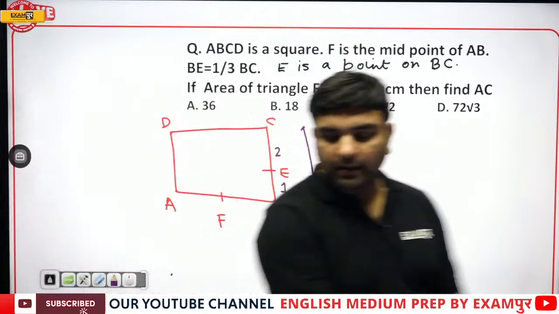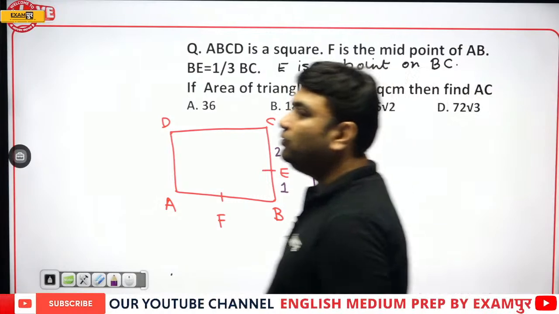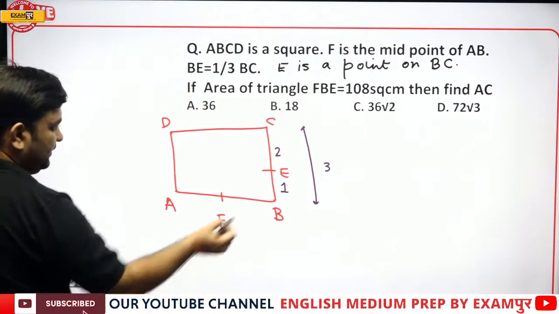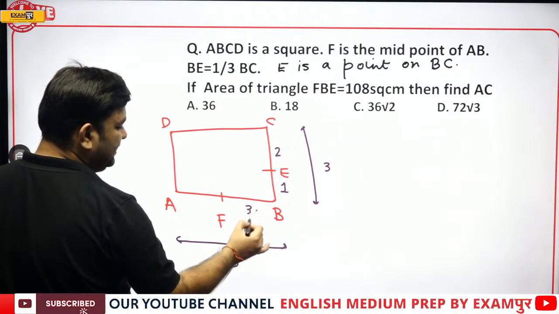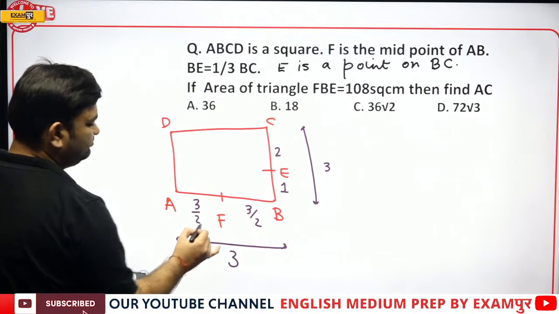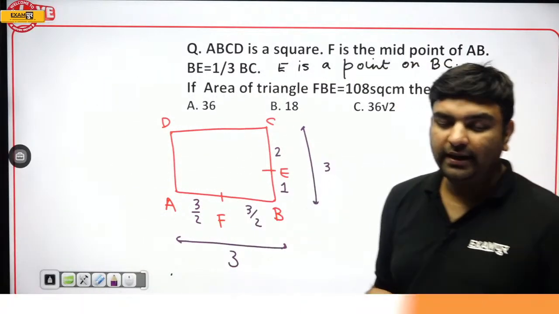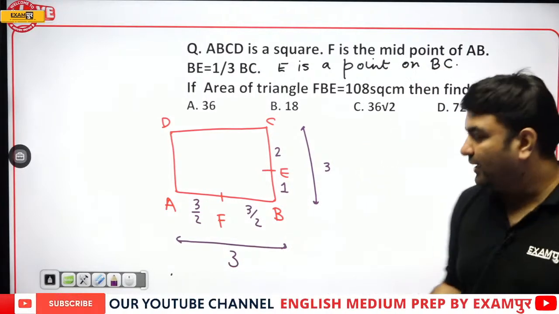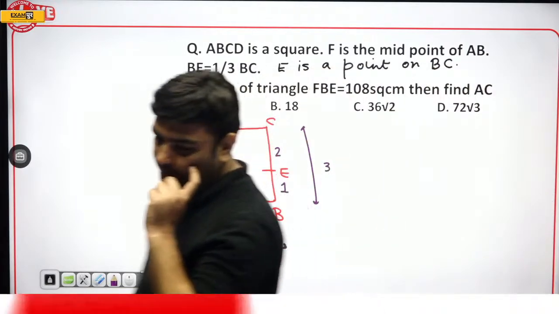Guys, in any square, you know the sides are equal. You know it, na? Obviously. So if this is 3K, this is also 3K. So FB is 3K by 2, and this is also 3K by 2. In squares, the sides are equal, so I need to apply this property: if you have taken this as 3K, take this also as 3K.